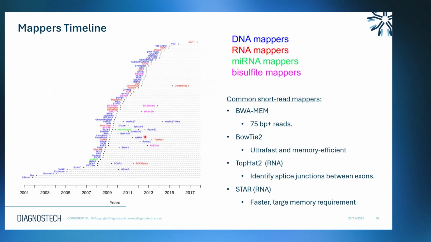Some of the common short read mappers would be BWA-MEM. This is for RNA or DNA-seq, 75 base pair reads. Bowtie2, which is a really fast and memory efficient mapper. TopHat2 is specifically for RNA, and this is used to identify splice junctions between the exons. And then something like STAR, which is for big bulk RNA-seq analyses. So the choice of mapper is really dependent on your sample type and the question at hand.